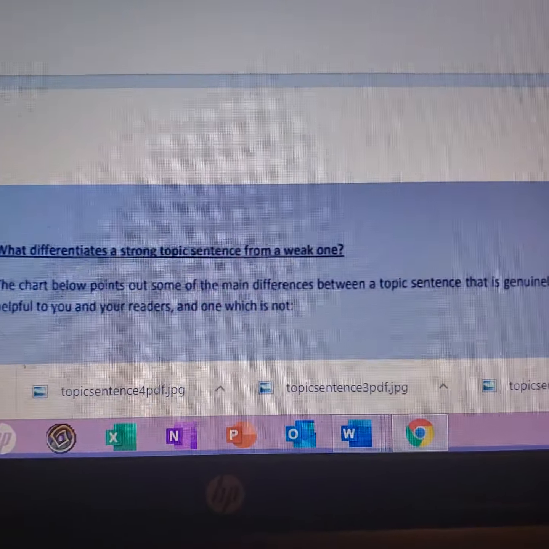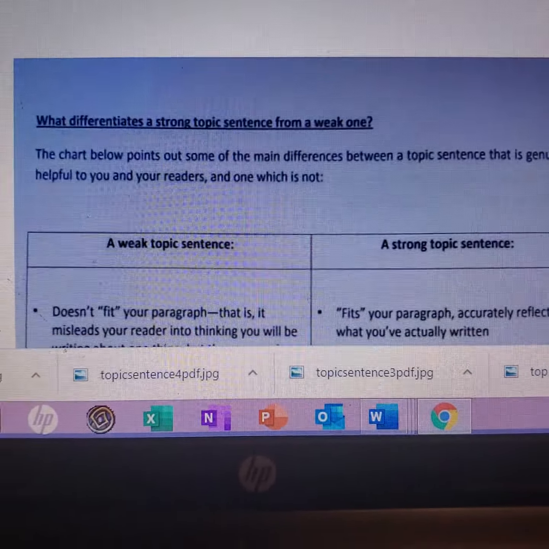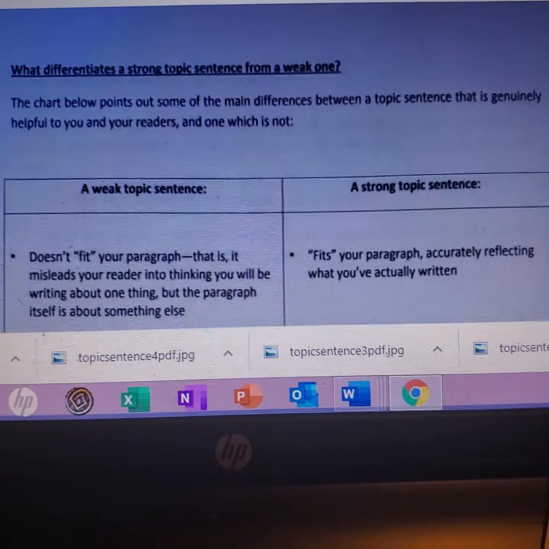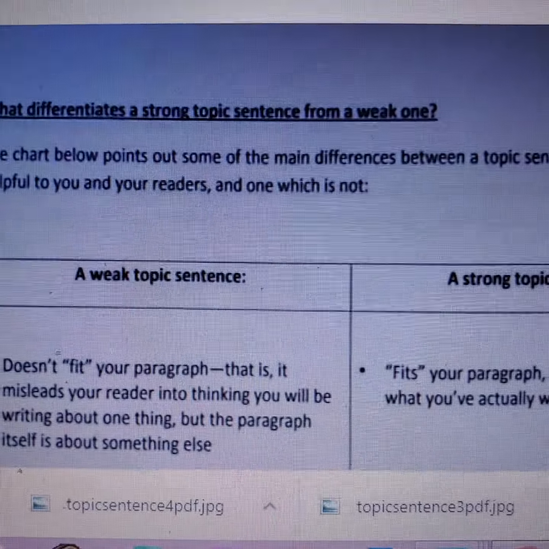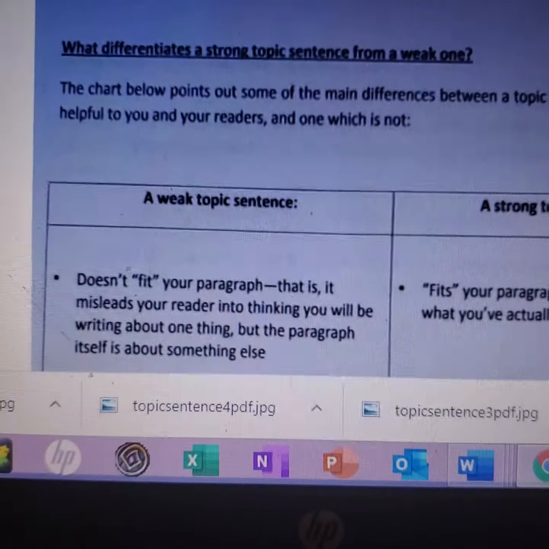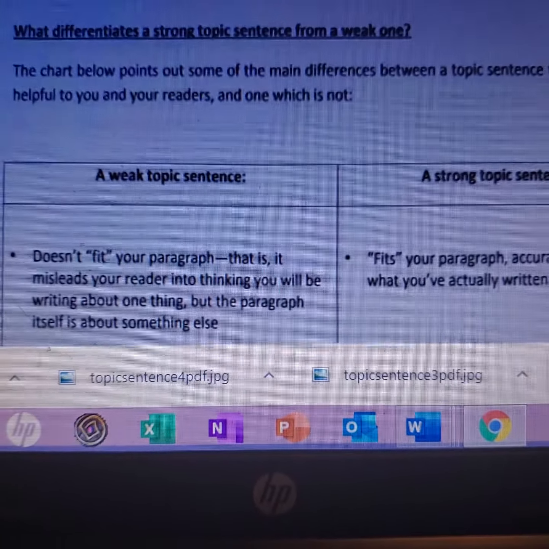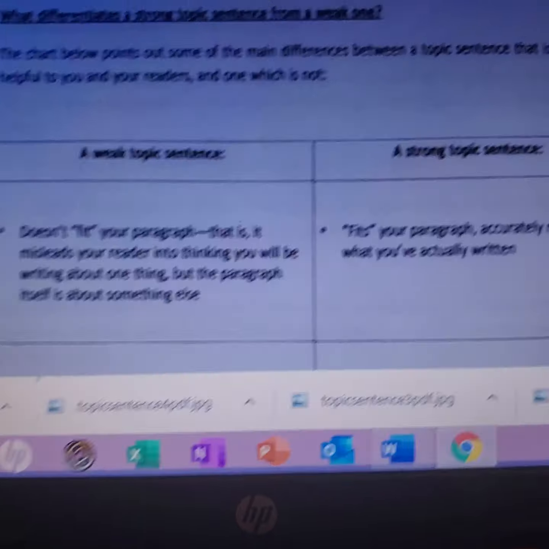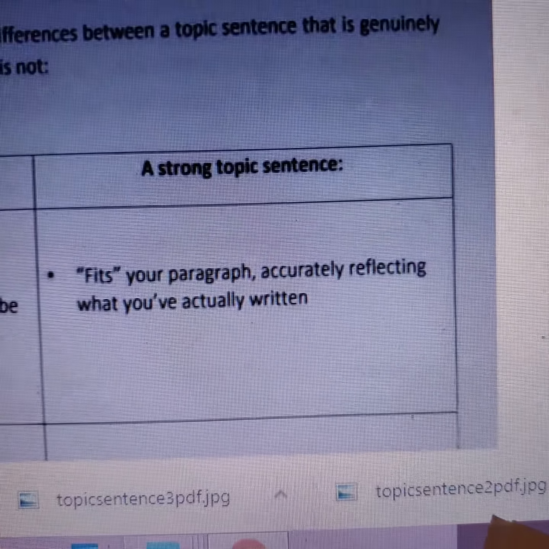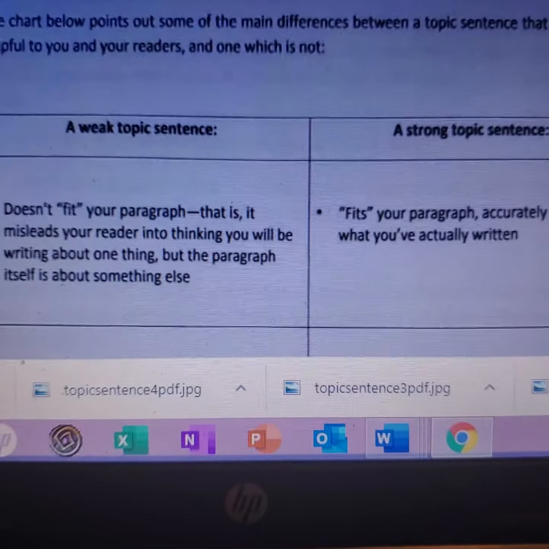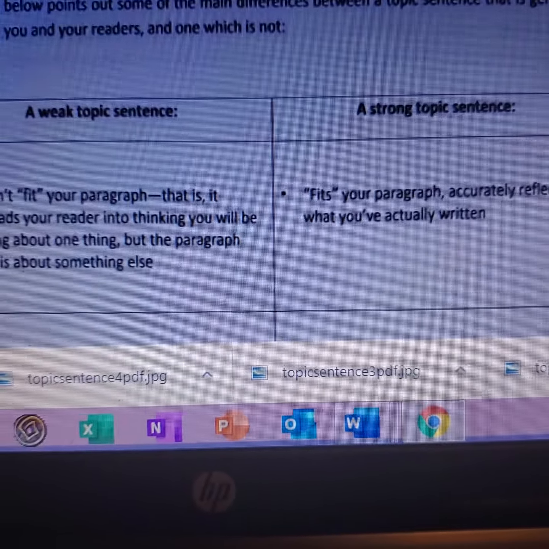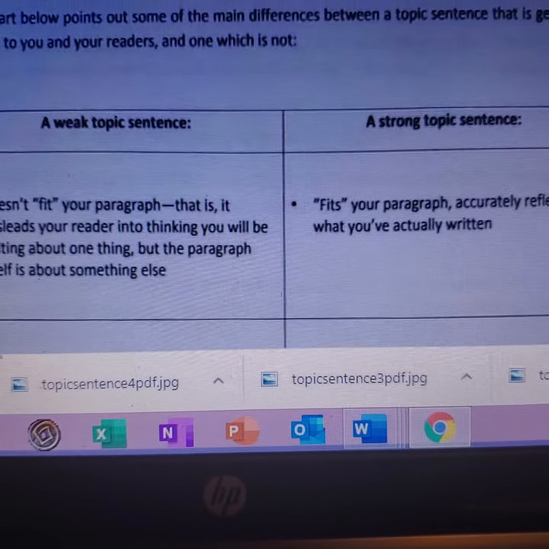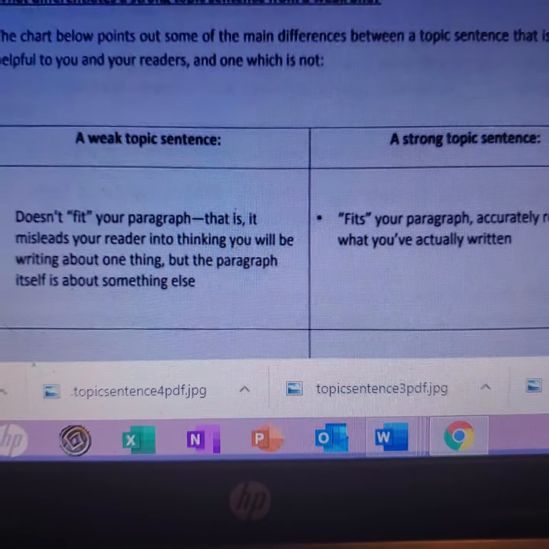So we go into our second page that I uploaded. I basically said in the second page, what is the difference between a strong topic sentence and a weak one? So a weak topic sentence won't fit your paragraph. It's basically what you're writing in to fill in the blank. But a strong topic sentence fits your paragraph because it is connecting always. It will always connect back to your essay.